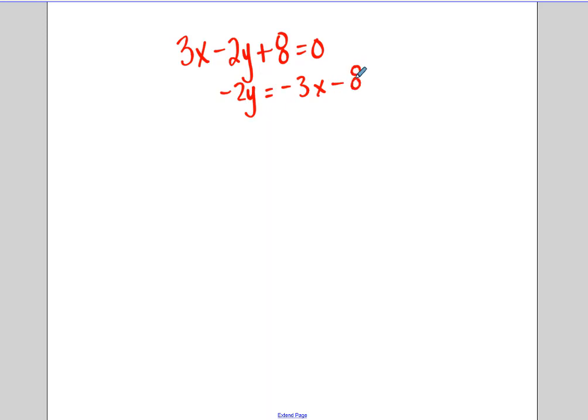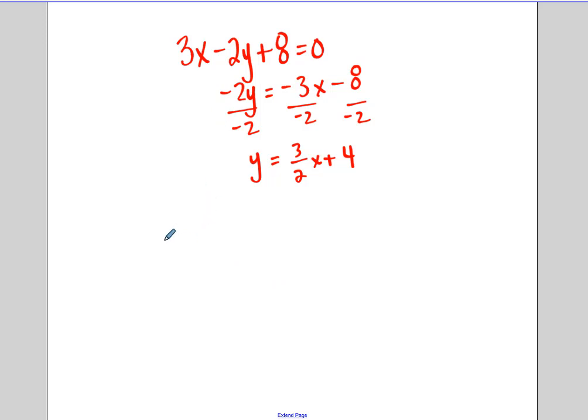Sometimes it's not in the proper form. So let's go with 3x minus 2y plus 8 equals 0. That is not in the correct format. So what I'm going to do is move everything else over to the other side except for the y. So it becomes -3x and -8, because the signs always change when you bring it over to the other side. Now I'm going to divide everything by -2. A negative and a negative turn it back to positive. -8 divided by -2 is also positive.